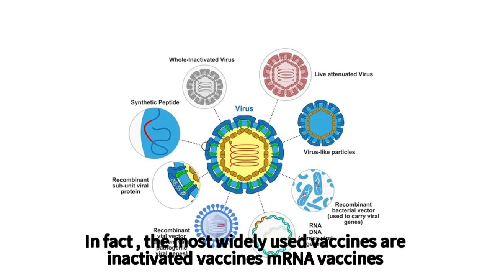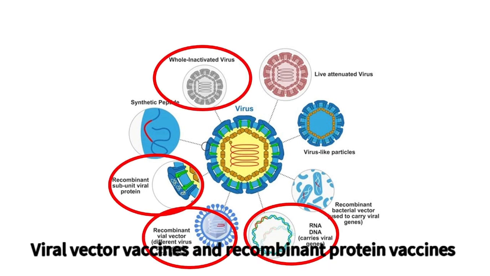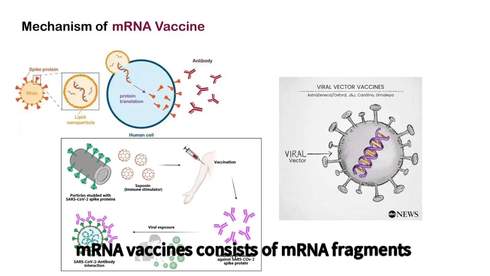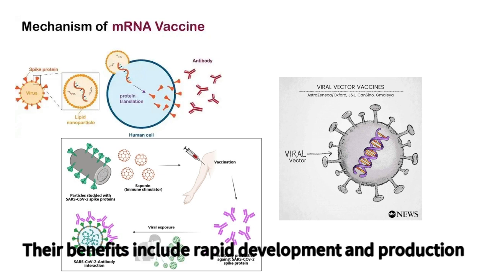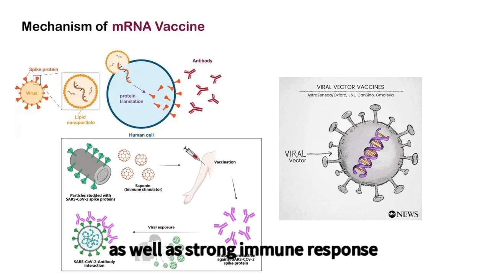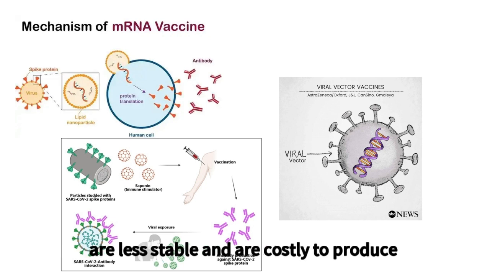In fact, the most widely used vaccines are inactivated vaccines, mRNA vaccines, viral vector vaccines, and recombinant protein vaccines. mRNA vaccines consist of mRNA fragments encoding viral antigenic proteins encapsulated in lipid nanoparticles. Their benefits include rapid development and production, as well as strong immune response. However, they have strict cold chain requirements, are less stable, and are costly to produce.